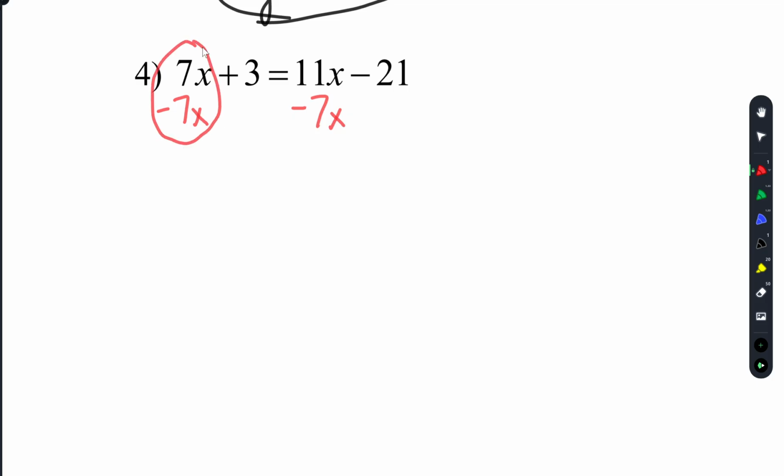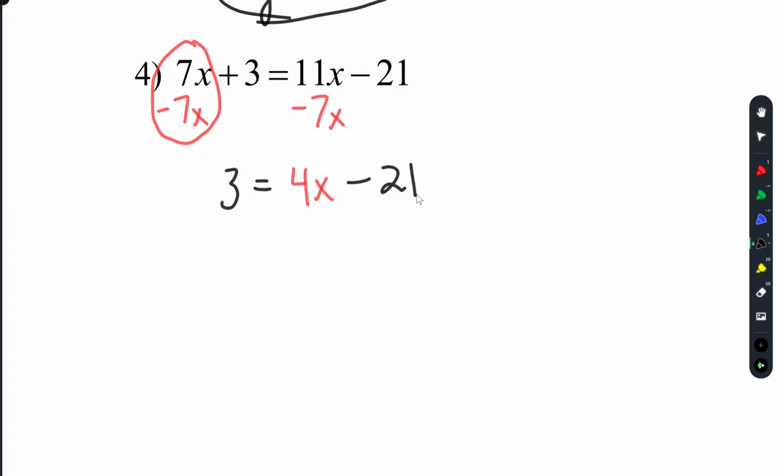Because this is a 0. It's gone because I don't want it there. I'm going to commit to having my x's on the right side. So I'm left with 3 equals, and then 11x minus 7x is 4x, and then minus 21. Okay. Now I'm going to move the 21 over.